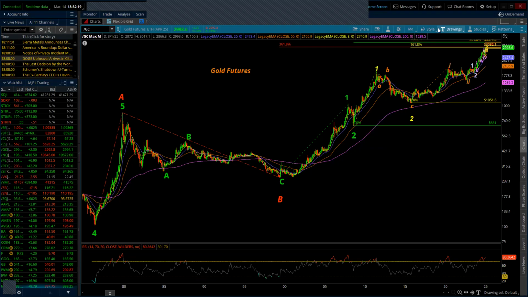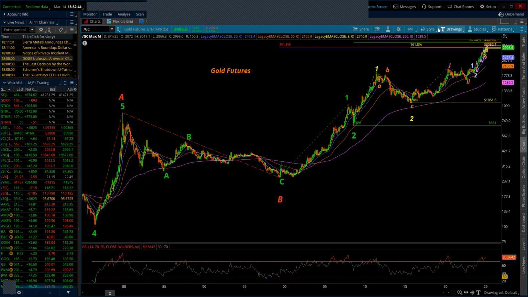Good evening. This is the Elliott Wave Big Picture to Little Picture update for gold, silver, and platinum. Being recorded on Friday, March the 14th at 6:30 p.m. Pacific Daylight Time. I'm going to begin with gold, and I'm out on the monthly chart.